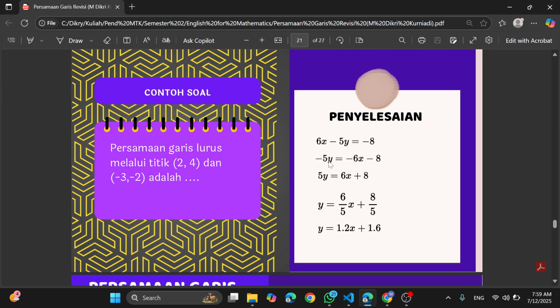-5 times y equal to -6 times x minus 8. 5 times y equal to 6 times x plus 8. Y is equal to 6 over 5 times x plus 8 over 5. So the result of this problem is y equals 1.2 times x plus 1.6.